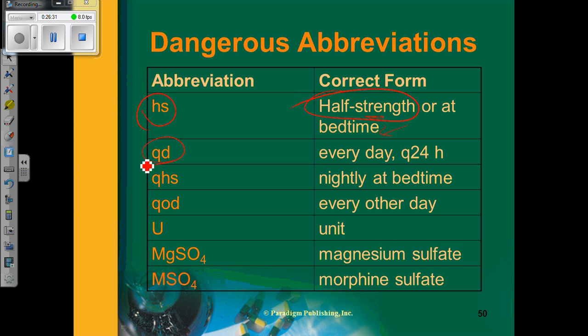QD, of course, can mean every day, or it can mean every 24 hours, which means 24 hours in a day. A lot of doctors here lately, I've noticed, if it's every 24 hours, they'll write that out to avoid any confusion. Every bedtime or nightly at bedtime, QHS. QOD, Q for every, O for other, and D for day. U stands for unit, and then you have your magnesium sulfate and your morphine sulfate. So be aware of those.